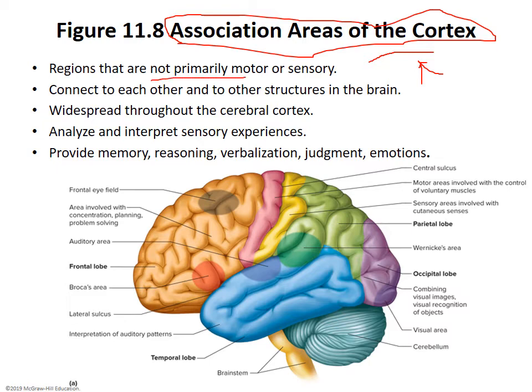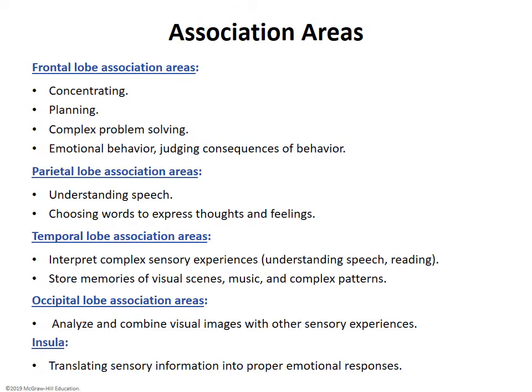So they're not primarily motor or sensory. They connect all structures of your brain. They're widespread throughout the cerebral cortex, and they analyze and interpret sensory information. They provide memory, reasoning, verbalization, judgment, and emotions. And so they're not a real easy thing to pin down. People can study these for their entire lifetime. Even something as simple as memory is kind of a weird thing. Actually, you won't find that out in this class because this book does a really simplistic job of explaining it, but you'll see that it's a very complex thing.